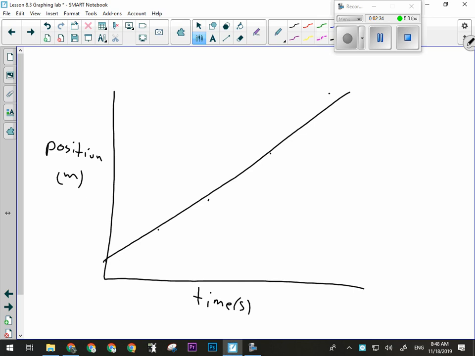Okay? There are different kinds of relationships on a graph. This is a linear relationship, or a positive linear relationship. A graph that looks like this is still linear, but it's negative or inverse. It means that as time goes up, position goes down, or becomes more negative. So this would be an object moving forwards. This would be an object moving backwards. This would be an object not moving, because its position isn't changing.